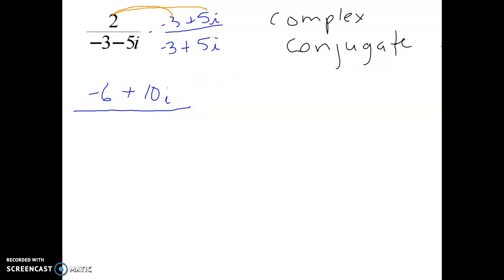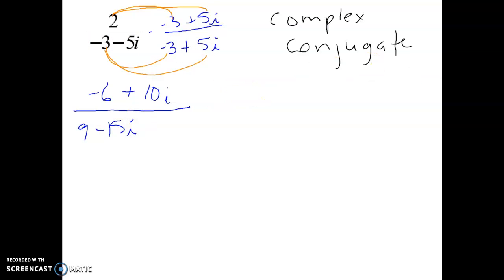Okay, now in the denominator, let's FOIL that out. In the denominator, I'm going to multiply negative 3 times both of those. When I distribute the negative 3, that's the F and the O. The first times the first, and also multiplying the outer ones together. Negative 3 times negative 3 is positive 9. Negative 3 times positive 5i, negative 15i.